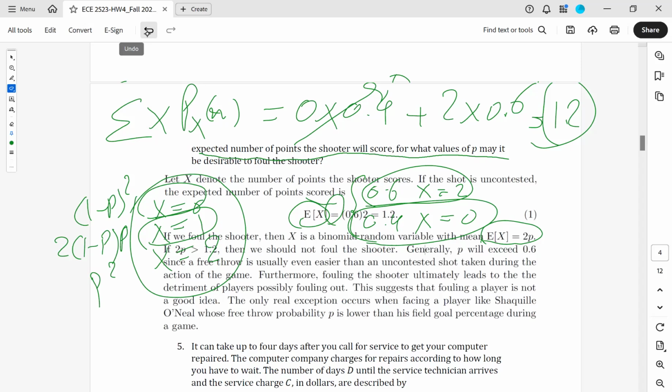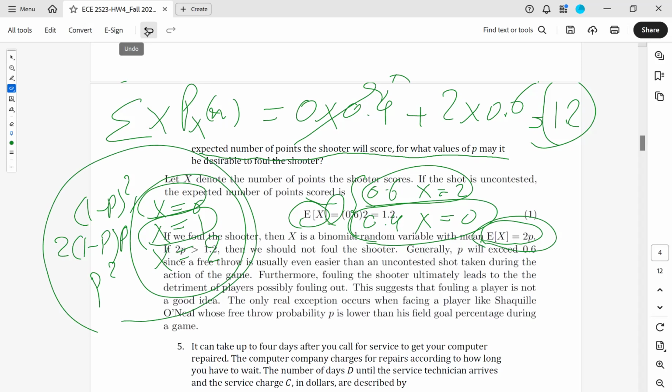If you do that, you will find that the expected value of this new PMF is going to be 2P. Regardless of that, we know the Bernoulli function, so we could use the formula that I already gave you for the expected value of a Bernoulli PMF. Are we good? So we have 2P.